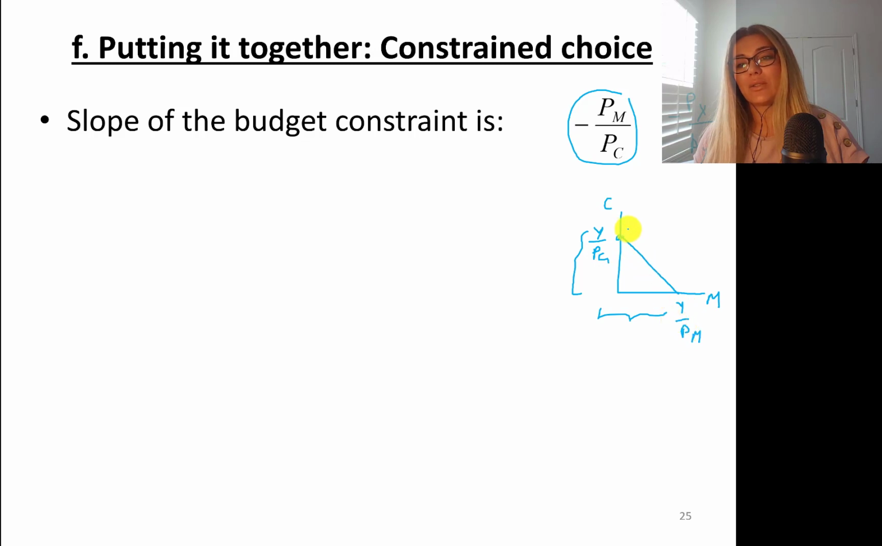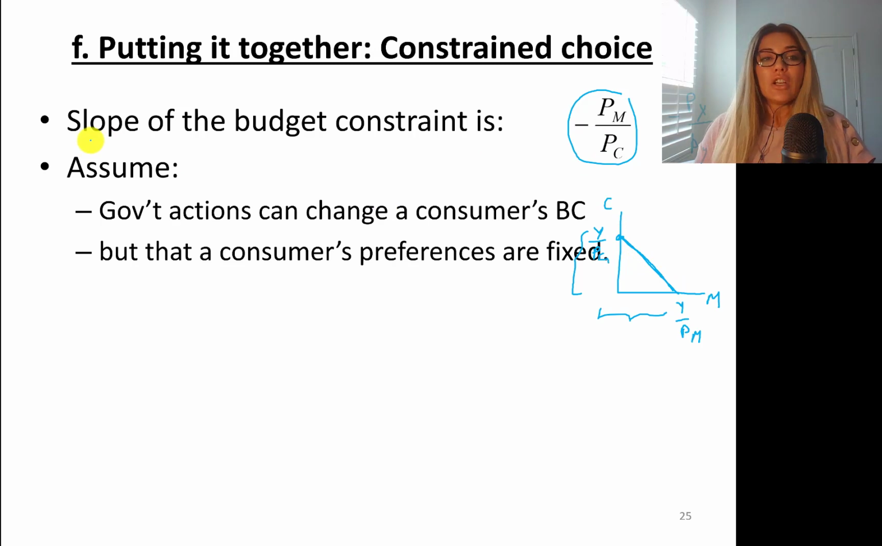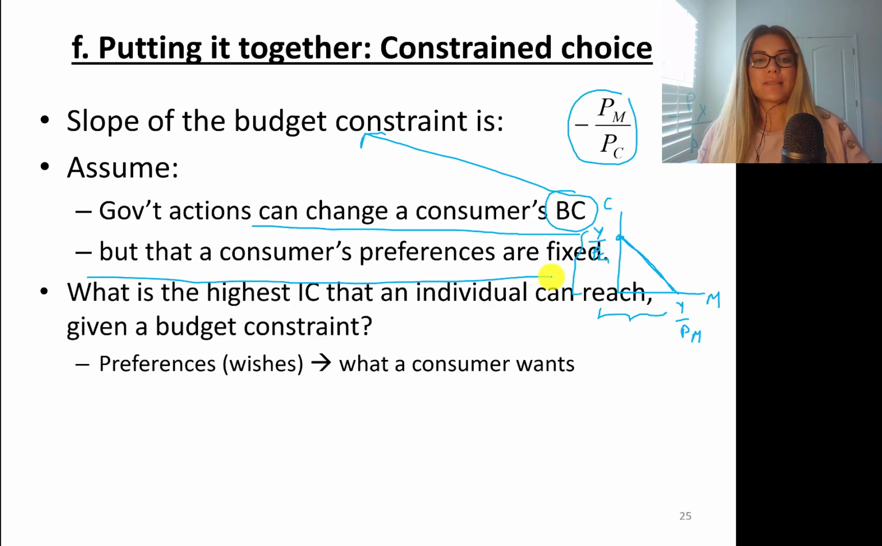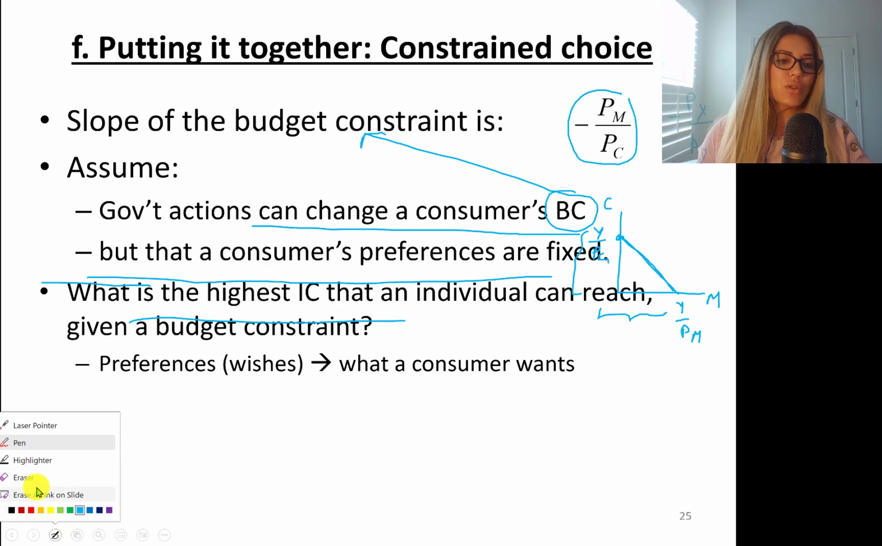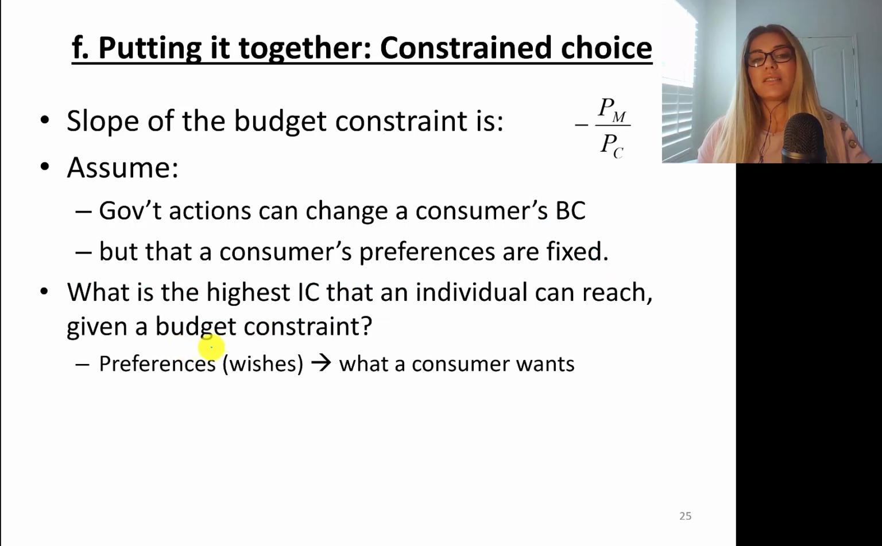All right, it's also a downward sloping line, so it's going to have a negative sign. So assume that government actions can change a consumer's budget constraint, BC, for budget constraint. I'm lazy. But a consumer's preferences are fixed. So what's the highest indifference curve that an individual can reach given a budget constraint? That's what we're doing. I just showed you in the graph, right? What's the highest indifference curve I can reach with the given budget constraint?